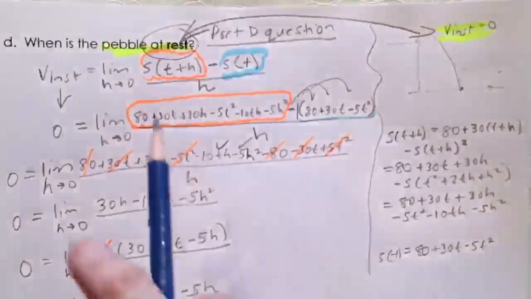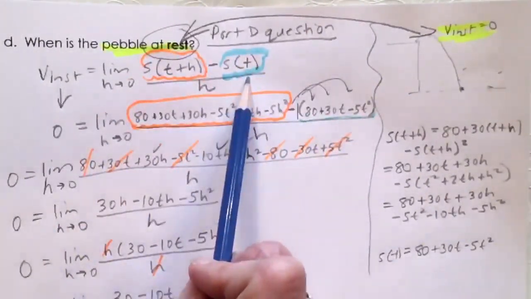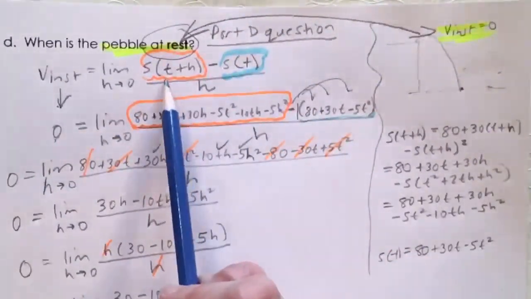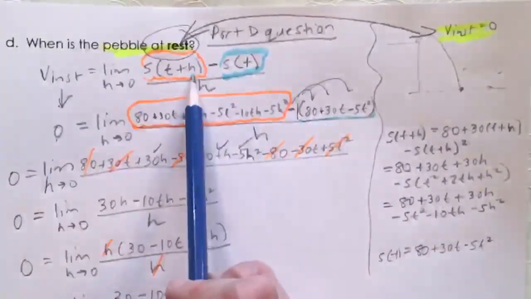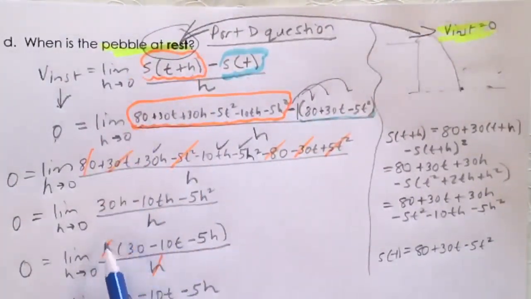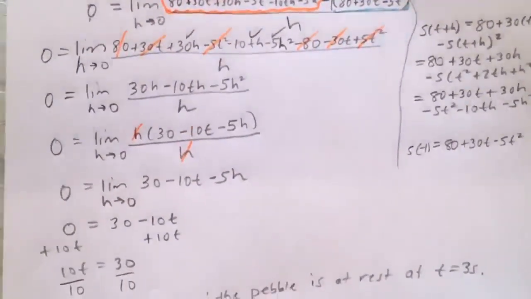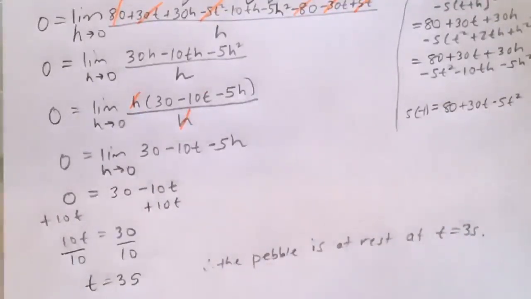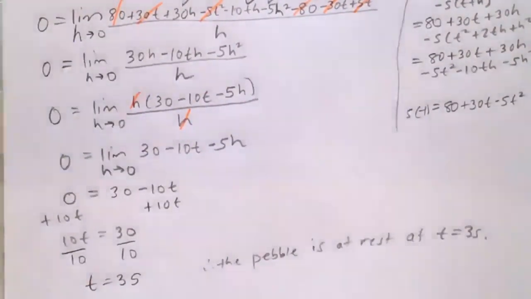So then you just set up your formula for instantaneous velocity, replace instantaneous velocity with 0, do the work to find s at t plus h, which involves some algebra. Follow through your limit all the way to the end. And once you let h approach 0, you should be left with a term containing t so that you can solve for the time when the pebble is at rest. So that's our part D question for this unit. On to the next question.